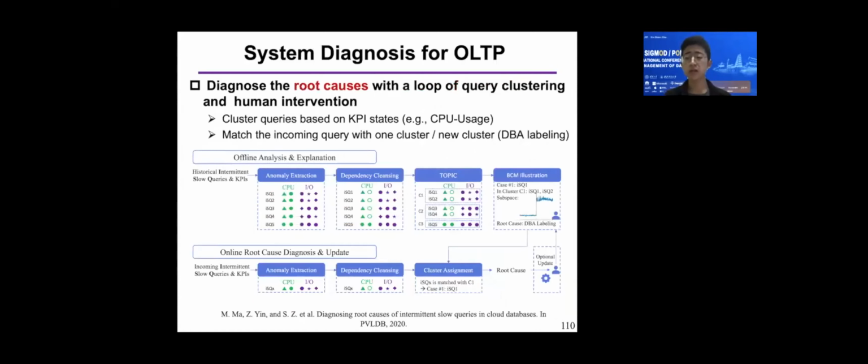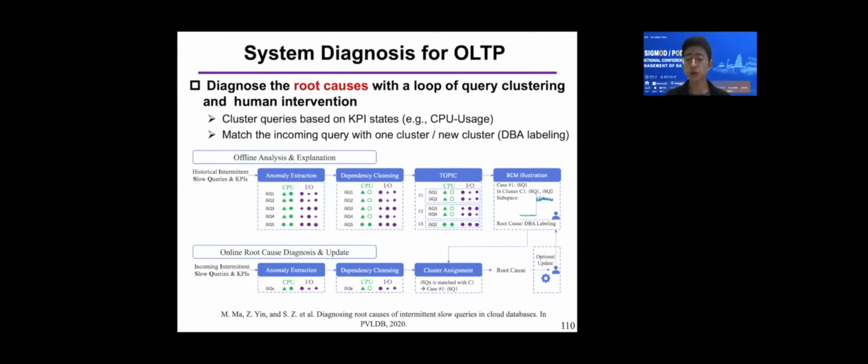Another approach is also based on DBA's experience. They assume that slow queries with similar key performance indicators have the same root causes. They adopt a two-stage diagnosis. In the offline stage, they extract slow queries from the failure records, cluster them based on the KPI state, and ask DBAs to assign the root causes to each cluster.